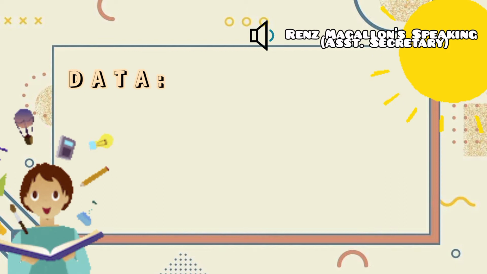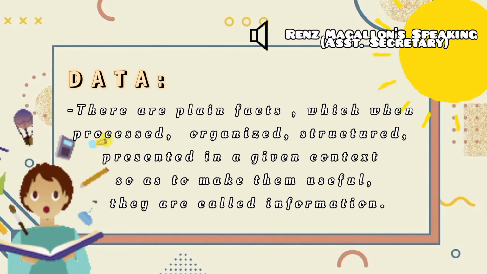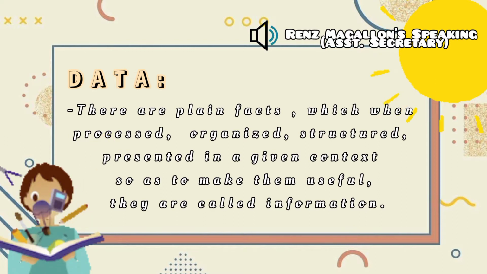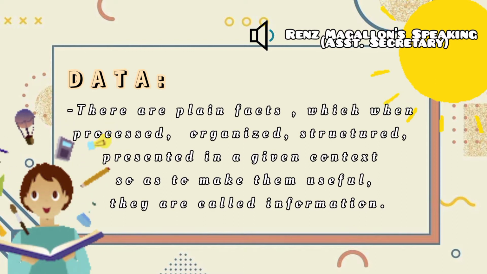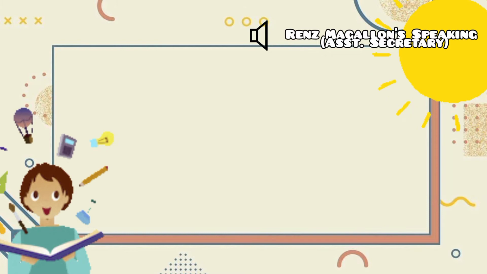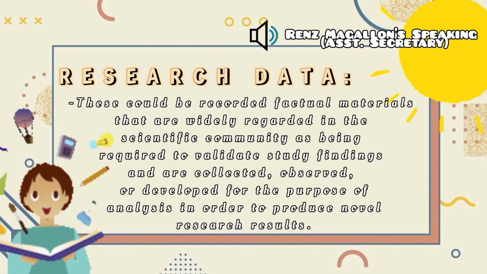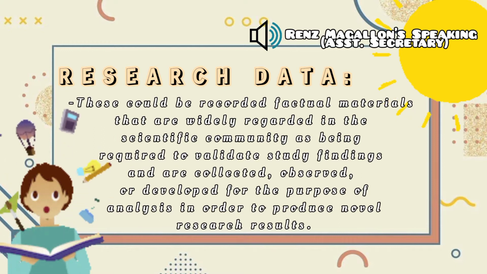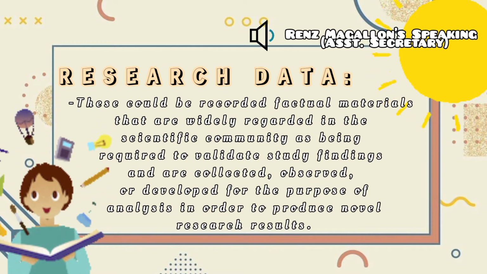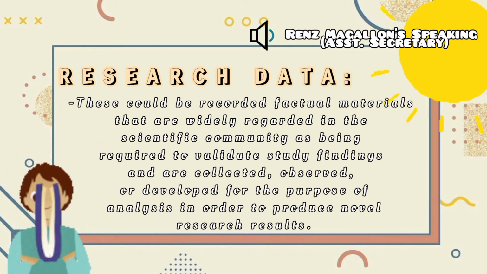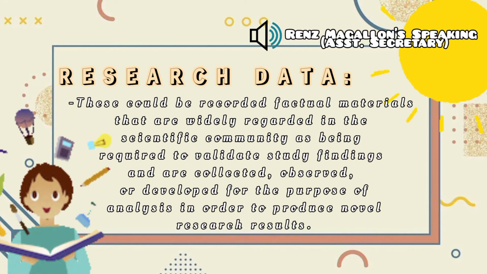And what do we mean by data? These are simple facts that, when processed, organized, structured, and presented in a specific context, become information. On the other hand, when we say research data, this may refer to the recorded factual materials commonly accepted in the scientific community as necessary to validate research findings, which are collected, observed, or created for purposes of analysis to produce original research results.